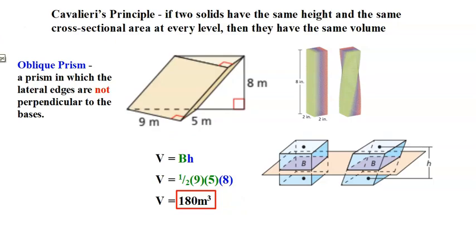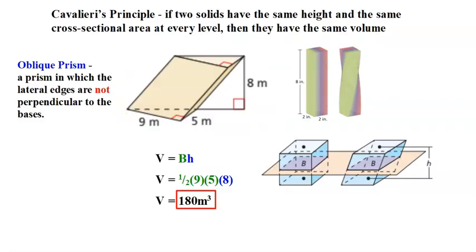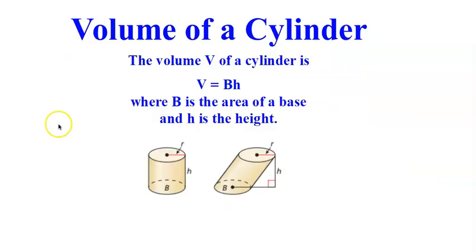Alright, so let's take a look at another one here. How about the volume of a cylinder is B times H. Notice it's the exact same formula, isn't it? Area of the base times the height. And the reason that the volume of a cylinder is the same as the volume of a prism is because cylinders can kind of sort of be thought of as circular prisms. They're not really a prism. It doesn't have any rectangular faces, but it acts like it.